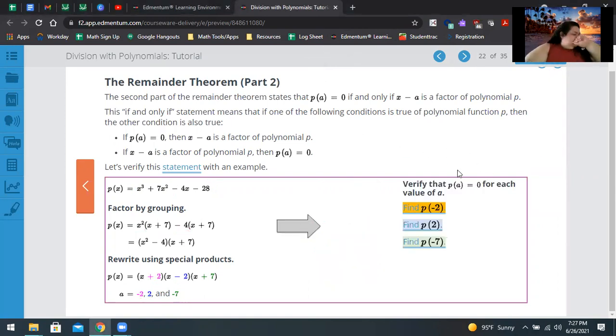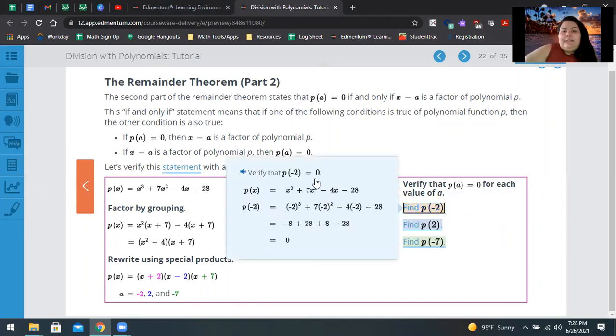So they took each of these values and they're going to go back and plug it into the original equation that we had. So they're going to replace x with -2, solve it. Then they're going to do it with 2 and then -7. And if we click over here, they did it. There's your remainder of 0.